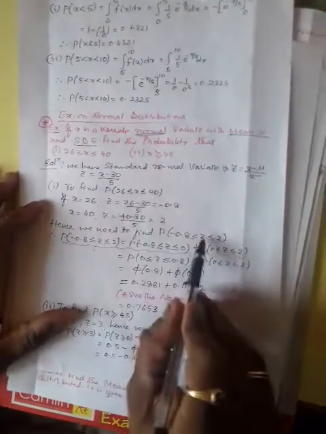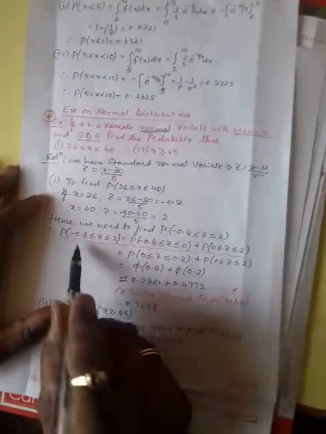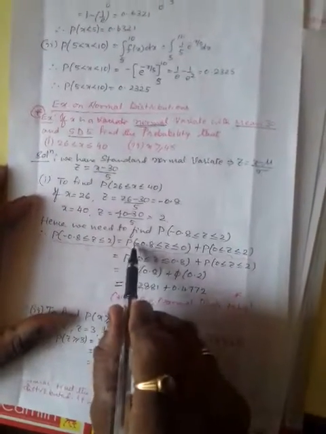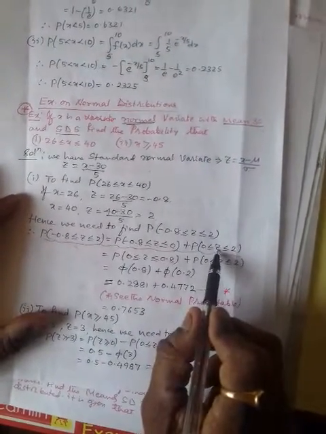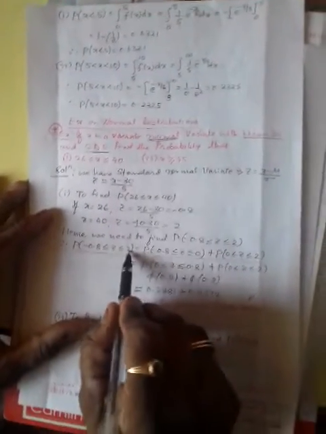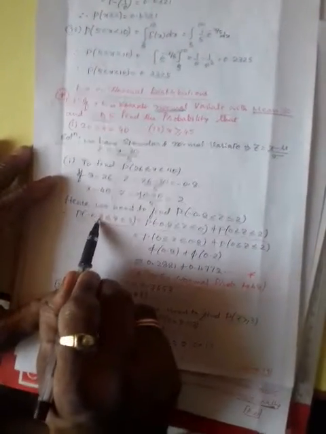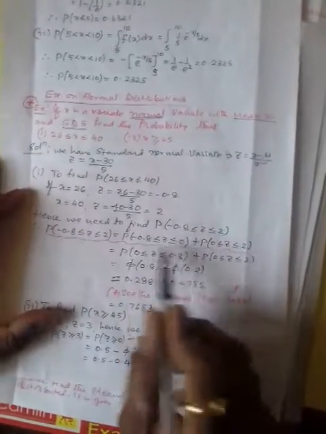X is the given, z is our variate in the normal distribution. Refer to this condition, very very important. Therefore, P of minus 0.8 is less than or equal to z is less than or equal to 2 means P of minus 0.8 is less than or equal to z less than or equal to 0 plus P of 0 is less than or equal to z is less than or equal to 2. How has this happened? The given interval between minus 0.8 to 2 is divided into 2 sub-intervals: between minus 0.8 to 0 and 0 to 2. The addition of these two will be what? The given minus 0.8 to 2.